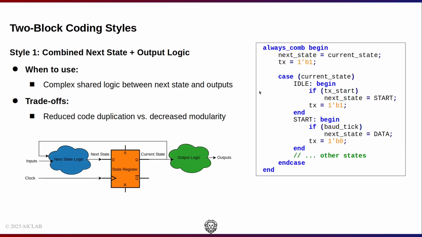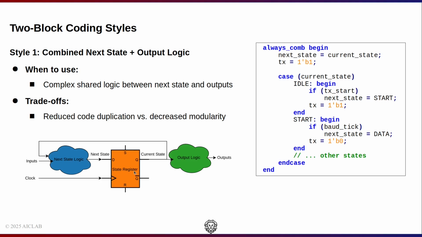2-block coding style. Another way to write the finite state machine is to combine the next state logic with the output logic. Both next state and output logics are combinational.